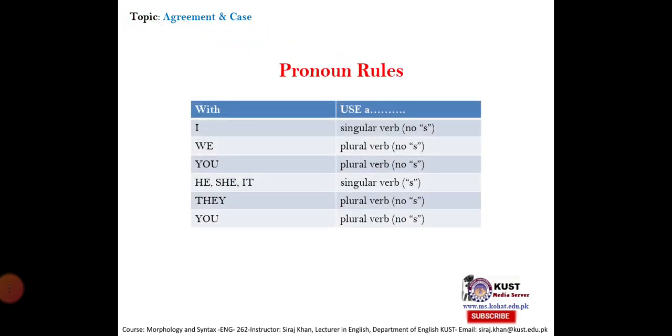Pronoun rules. As we are having three persons: first person pronoun, second person pronoun, and third person pronoun. First person pronoun I and we. I is first person singular, and we is first person plural. So we always use a singular verb with I, without any s. Like I speak English, I read a book, we play tennis, they play tennis, and like that. I always takes a singular verb without s.